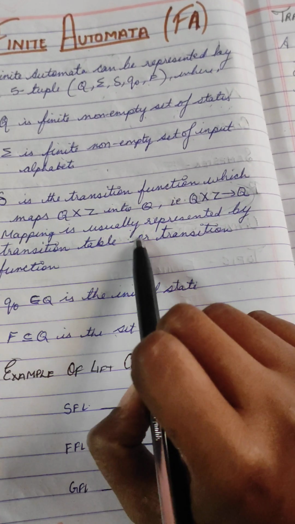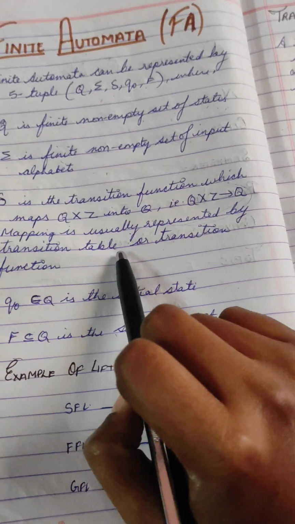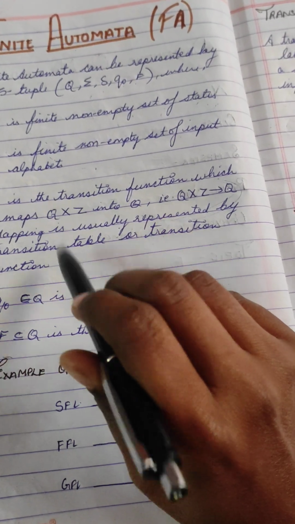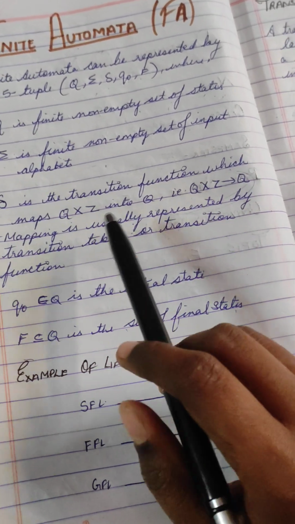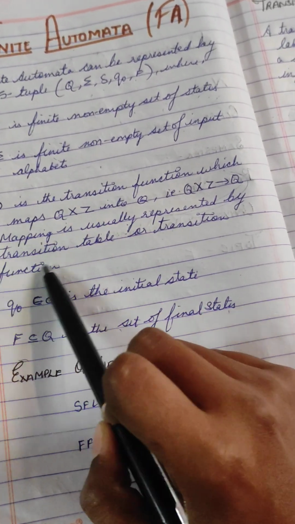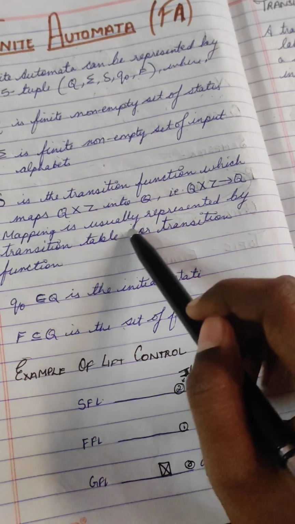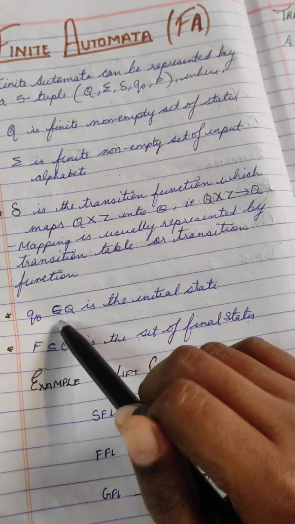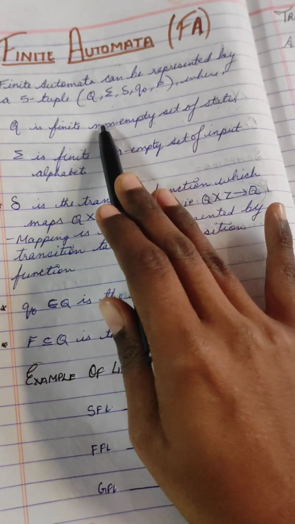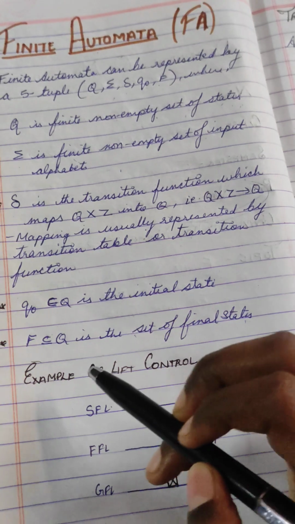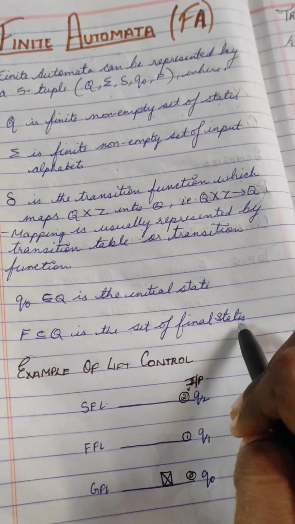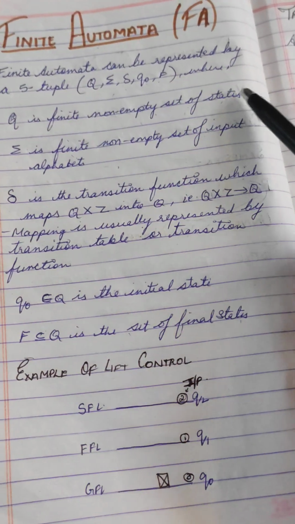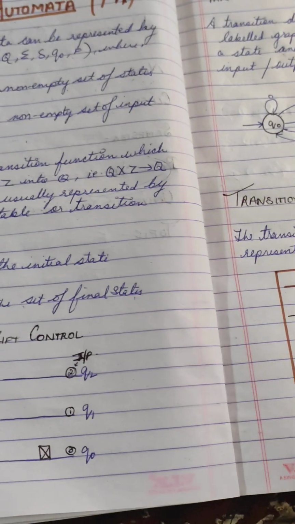Now mapping is usually represented by a transition table or the transition function, which I will be discussing later. I will be discussing the formation of the transition table and the transition system further. Q naught is the initial state and belongs to Q, the finite non-empty set of states. F is the set of final states, which is also a subset of capital Q.